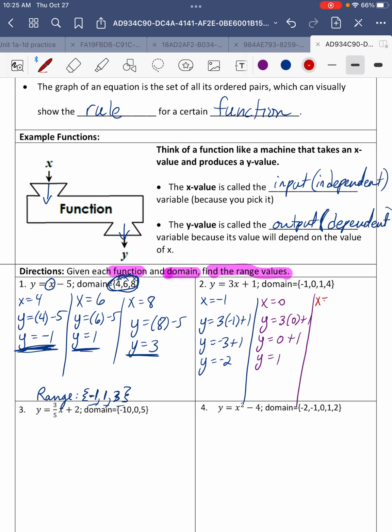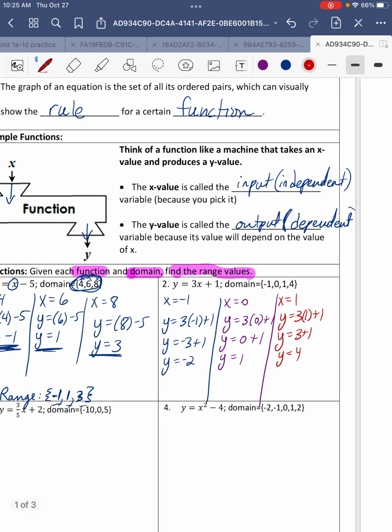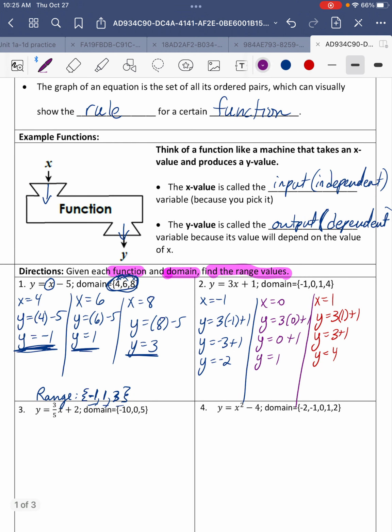We're going to put in x equals 1 to the original equation. 3 times 1 is 3, plus 1 is 4. And the last. So x is going to equal 4. So we have y equals 3 times 4 plus 1. That's 12 plus 1. 3 times 4 is 12, plus 1 is 13.